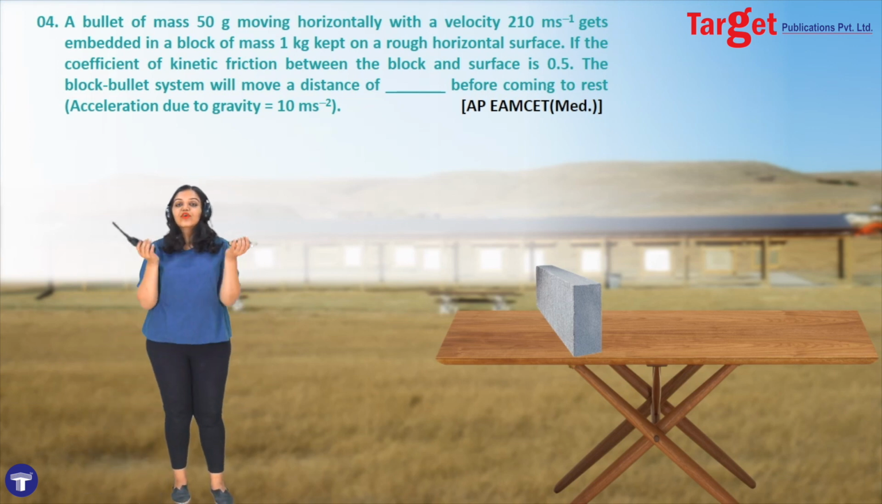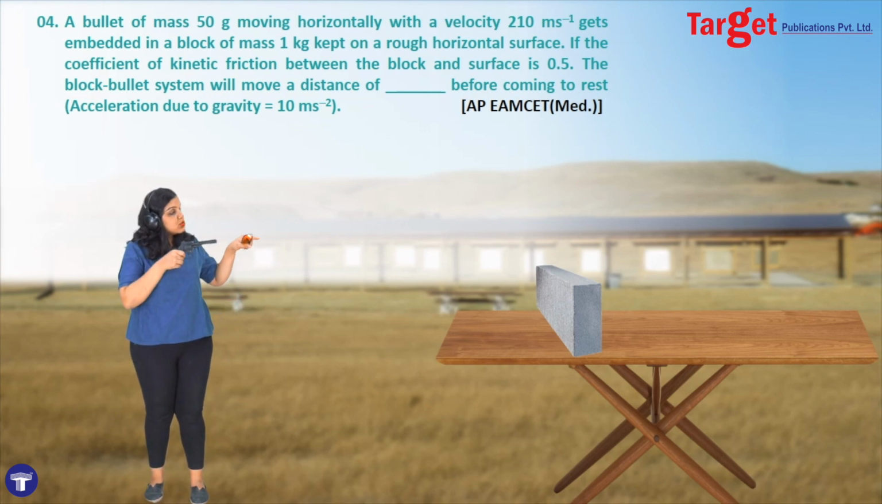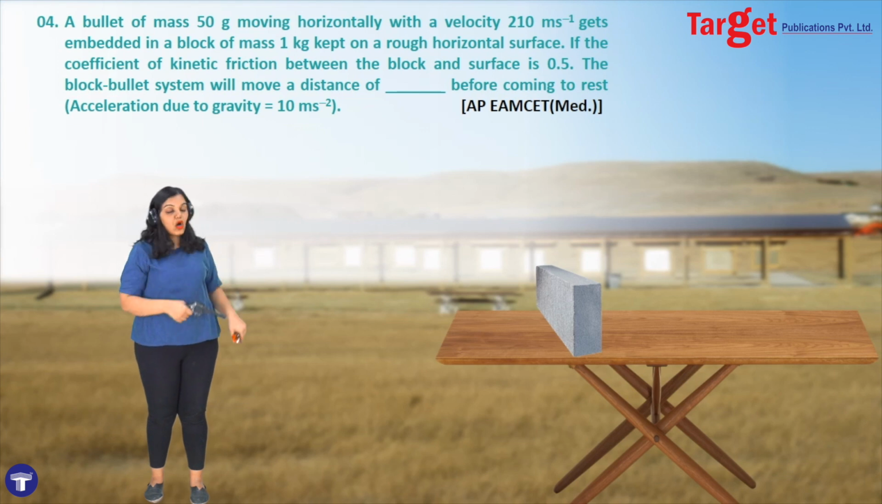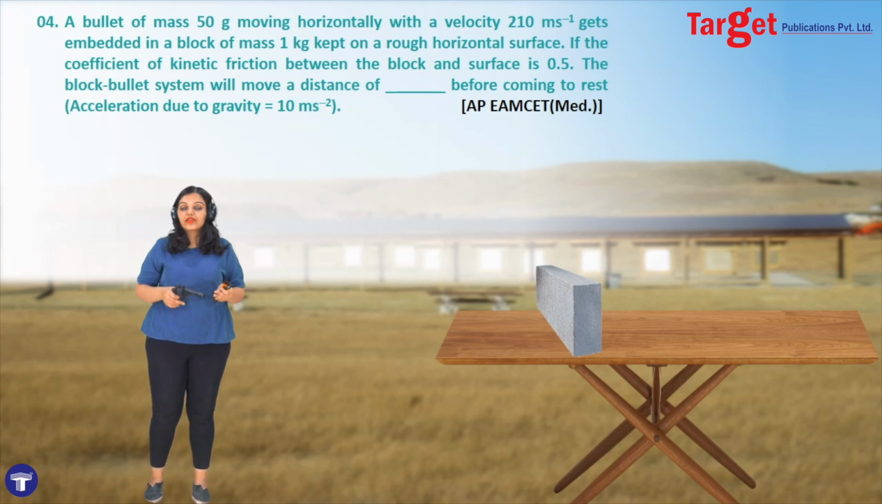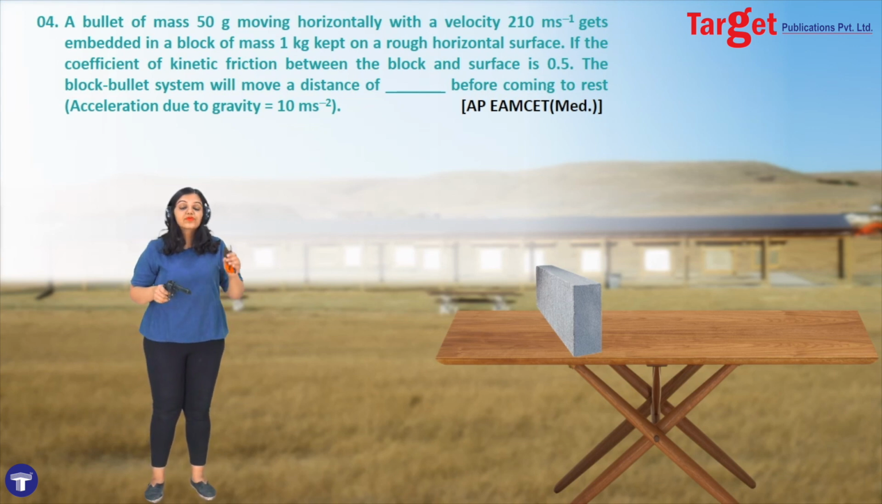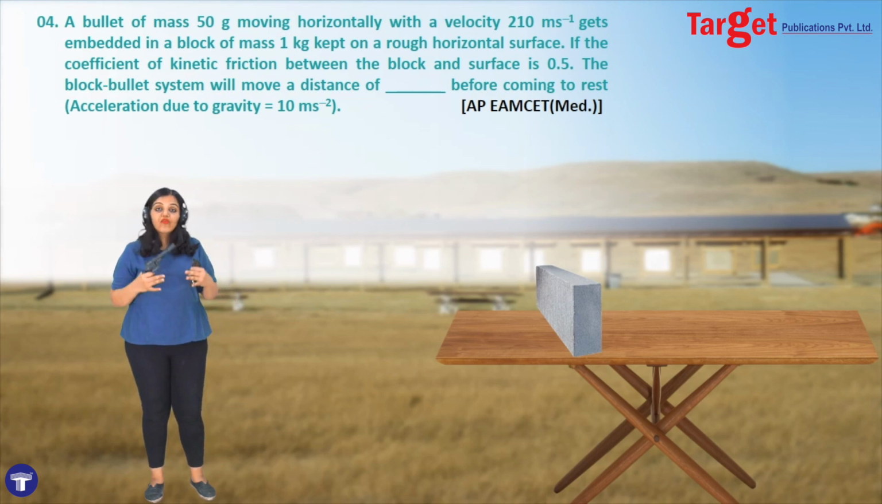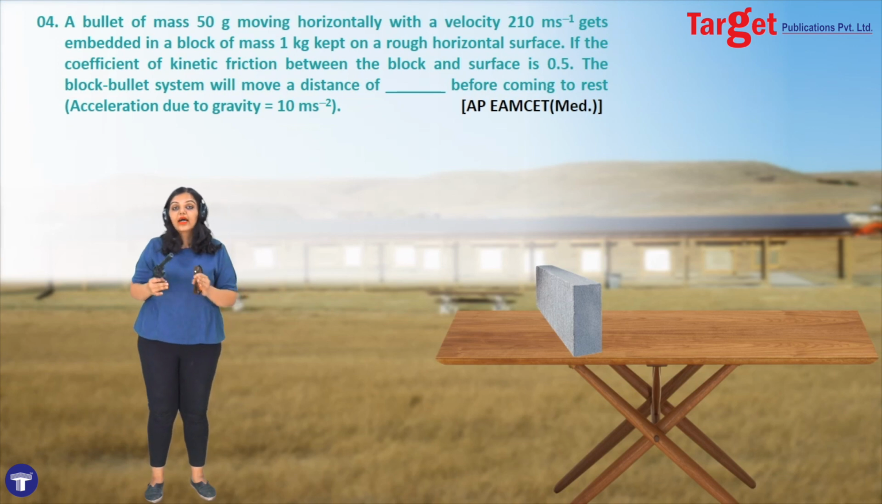So as you can see, I'm fully equipped to solve this sum. Now this sum basically talks about a bullet of mass 50 gram moving horizontally towards a block, and once it hits that block, it's going to get embedded in it. That block has a mass of 1 kg and is placed on a rough horizontal surface. The coefficient of kinetic friction is 0.5, and the question is how far, or what distance, will the block-bullet system cover before it comes to rest.